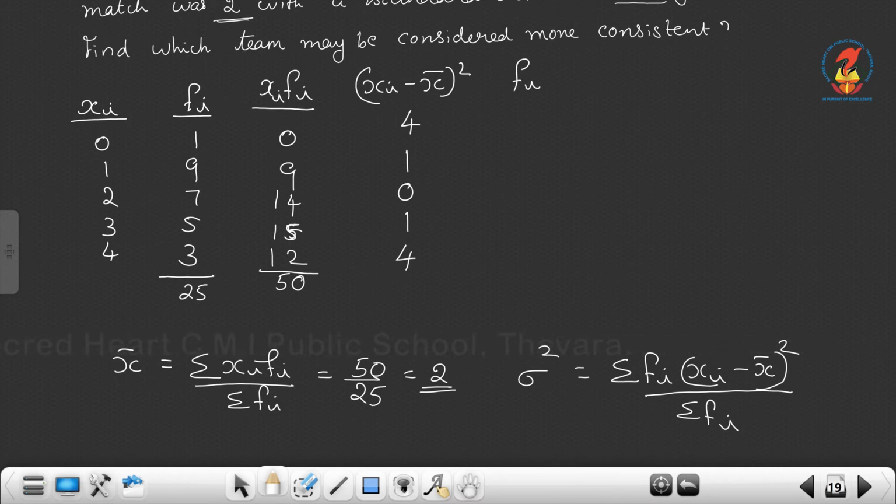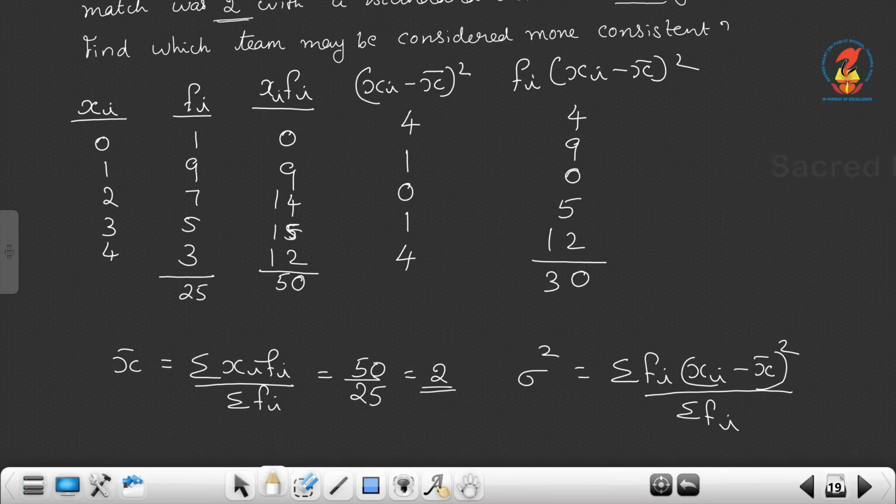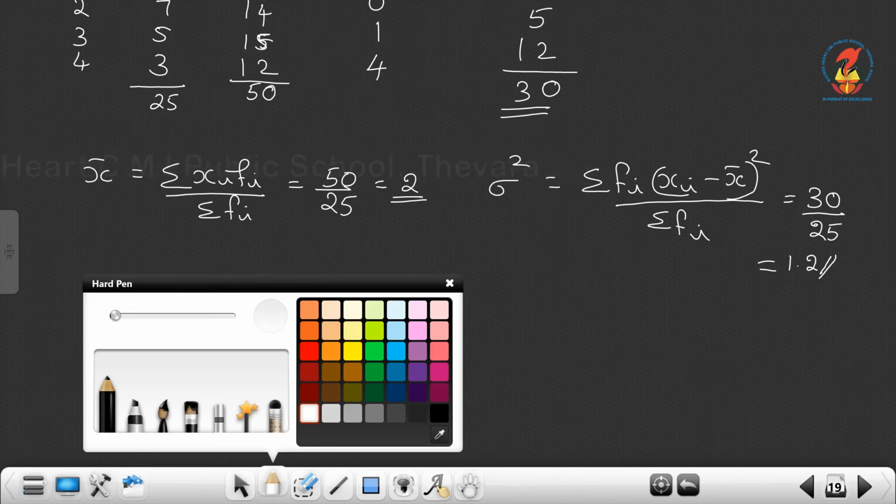Now multiply fi into xi minus x bar whole square. So 1 into 4 is 4, 9, 0, 5, 12. 5 plus 2, 7. 7, 9 plus 7 is 16, 20. So it is 30. So it is 30 by 25. So what is 30 by 25? It is 1.2. Okay. So now you compare.